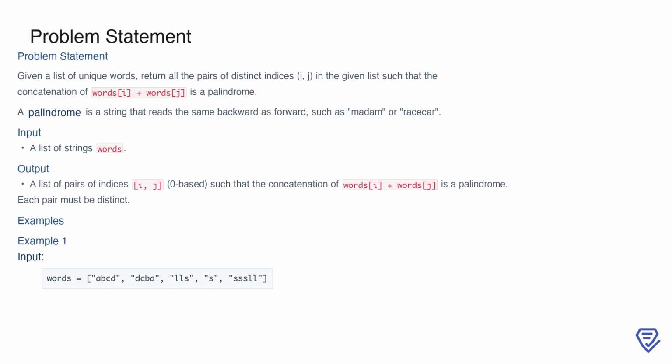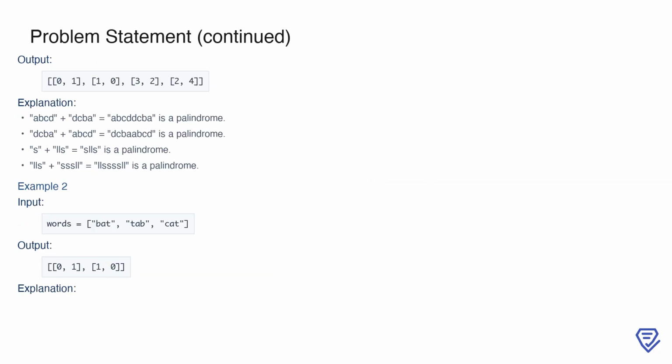To understand this better, let's take a look at some examples. In the first example, the input list is abcd, dcba, lls, s, sssll. The output is [0,1], [1,0], [3,2], [2,4]. Here's why: when we concatenate abcd and dcba, the result is abcddcba, which is a palindrome. Similarly, concatenating dcba and abcd produces dcbaabcd, another palindrome. Looking further, s and lls combine to form slls, and lls with sssll gives llssssll, both of which are palindromes. These pairs of indices are added to the output since they satisfy the condition.